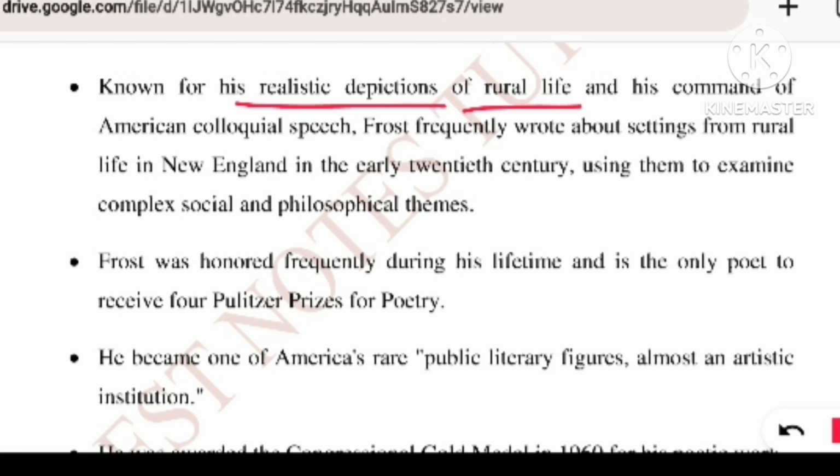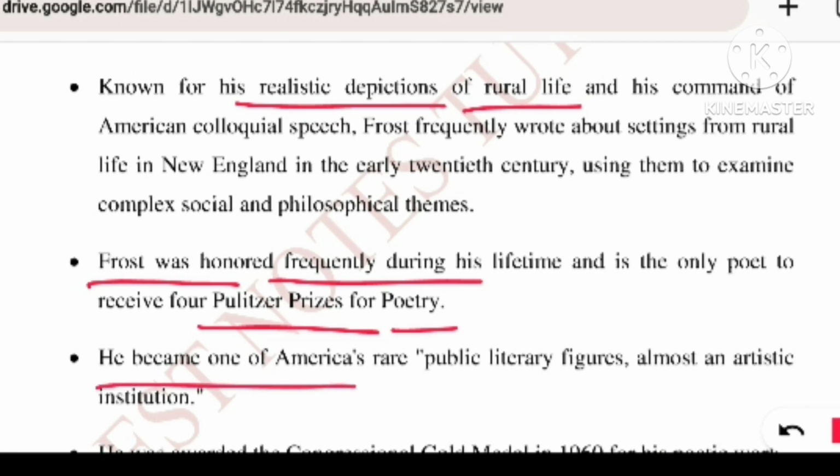Next, a very important thing: Robert Frost was honored with the Pulitzer Prize for poetry, and it was not only 1 or 2 times, it was 4 times. Next, he became one of America's rare public literary figures, almost an artistic institution.